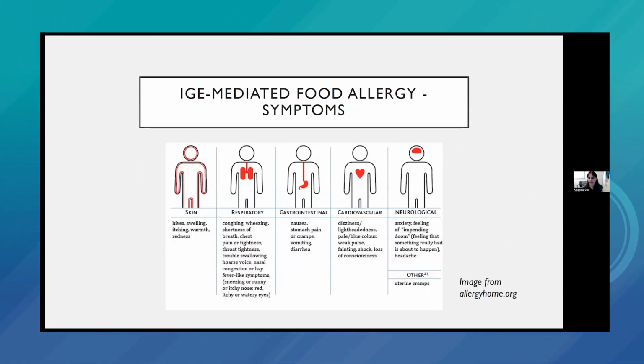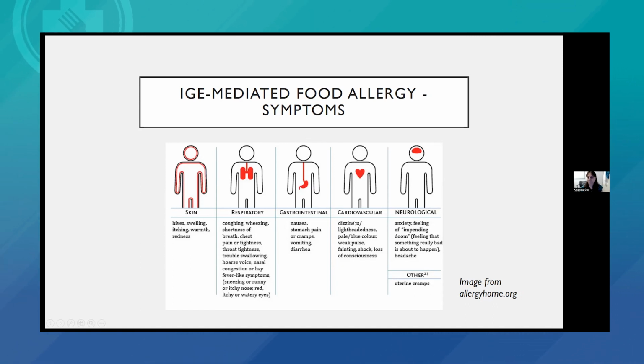I found this nice diagram on allergyhome.org. I thought it was instructive because it diagrams nicely all the different parts of the body or the physiology that can be affected by an IgE-mediated food allergic reaction. Skin can include hives, swelling, itching, warmth, redness. The respiratory system would include coughing and wheezing or any trouble breathing, nasal congestion, sneezing, even symptoms like hay fever. The gastrointestinal system can be affected with nausea, cramping, vomiting, and diarrhea.